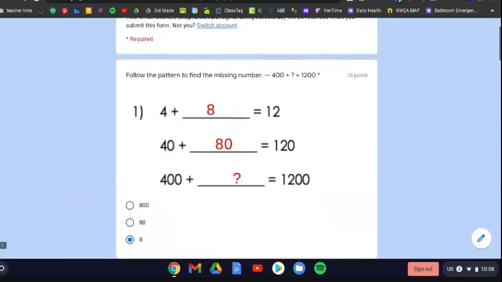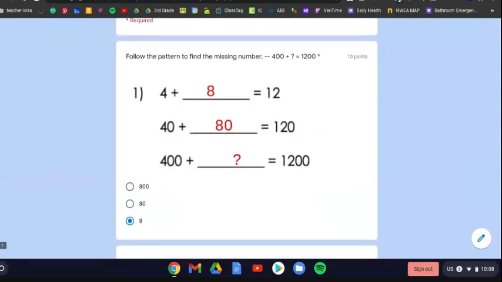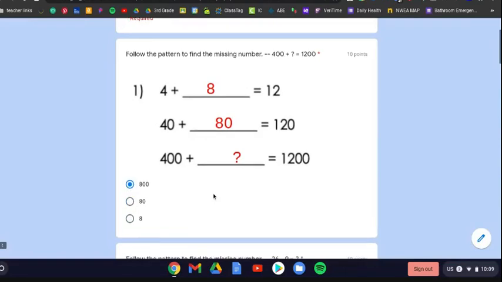So question number 1 on your activity today comes from yesterday's question number 1, where you had to follow the pattern to find the missing number. So I know that 4 plus 8 is equal to 12. And I follow the pattern to know that 40 plus 80 is equal to 120. You're going to follow the pattern to find the missing number. 400 plus what gives you 1,200? Is it 800, 80, or 8? Don't tell me in the chat box. You're going to click the answer, click in the white space, and scroll down.